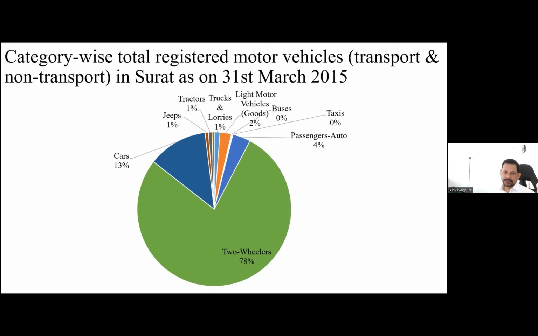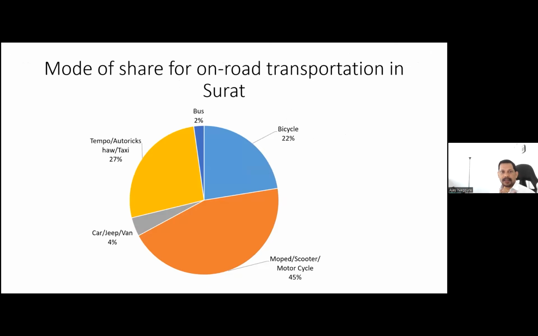And this data is mostly provided by the RTO office. Another important thing is the mode share. Mode share data you will find in the census. Census sometimes provides data on how people are traveling. So this data is also very important. We have the mode share and the vehicle population data from the census or some local collection or the city.